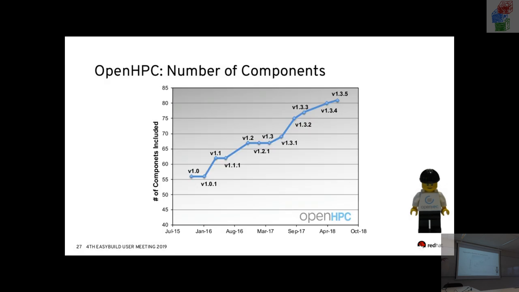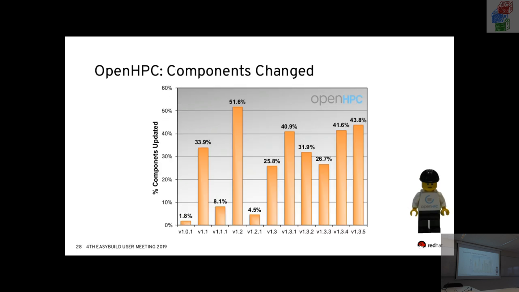This is the number of components, so it grows slowly. There's not a large number of software packages we have, but from our point of view, it's a basic software set which makes sense to get an HPC system running. This is an overview of how much changed between the releases. So changed means added or updated, so it's most of the time around 30%, I would say.